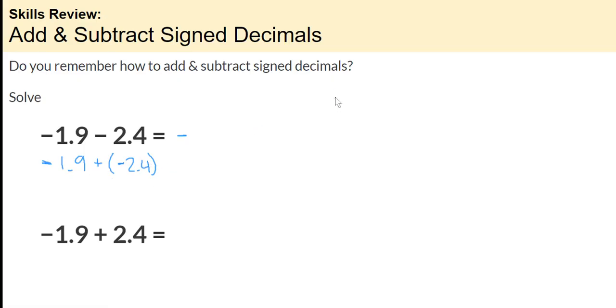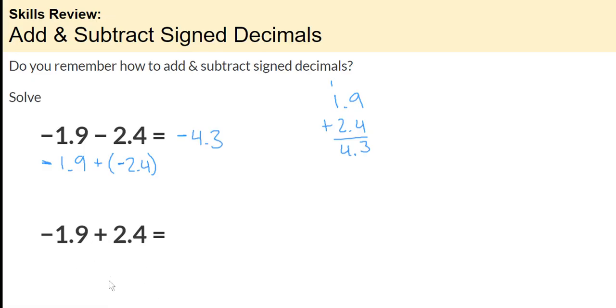So what I'm going to do is add 1.9 plus 2.4. So 9 plus 4 is 13. 1 plus 1 plus 2 is 4. Okay, so I get 4.3, but remember we said it's going to be negative. So we added them because they have the same sign. They're both negatives. They stay negative, and so it's going to be negative 4.3. All right, let's look at the next one.